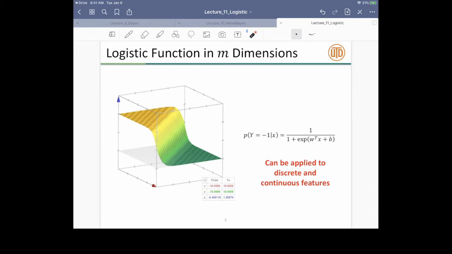Yeah, so this is how the probability distribution looks like. It's like this higher order sigmoid function. The neat thing about logistic regression is that it can be applied to both discrete and continuous features. This is slightly unlike naive Bayes, because in the case of naive Bayes, we are explicitly assuming that it is a discrete naive Bayes.